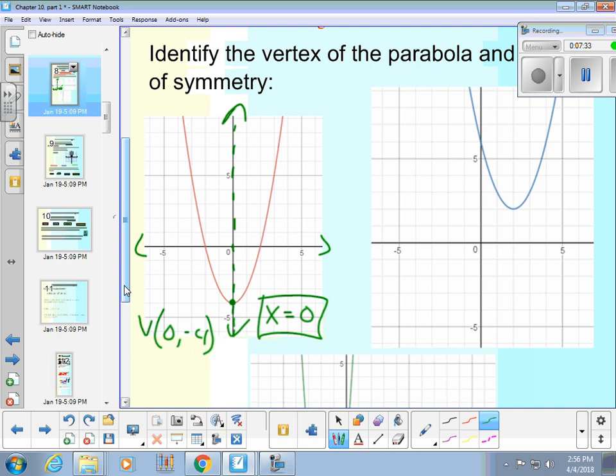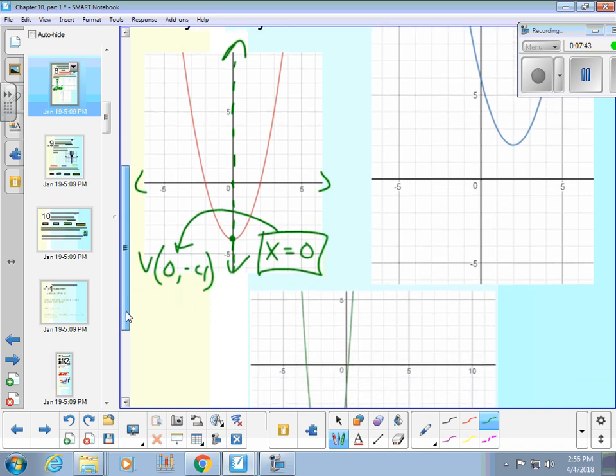In that case, that would be the axis of symmetry. I'll just give you a little hint going forward for the next ones. I bet you can help pick it out. Our point was 0, -4. Our x-coordinate was 0, and we know the axis of symmetry was x equals 0.